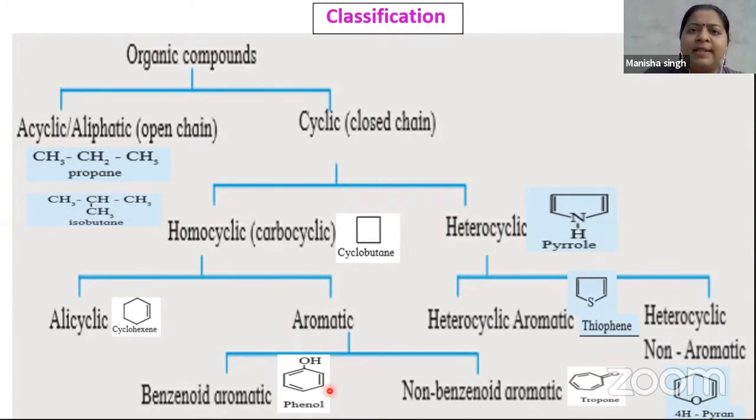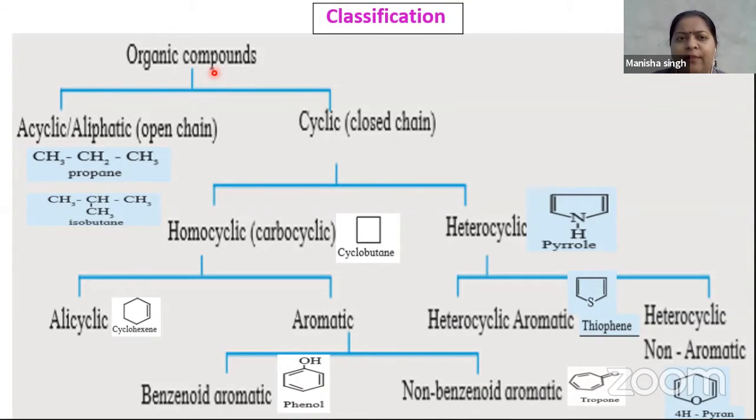Now next one is classification. Classification of organic molecules is very important because there are so many organic compounds and it is very difficult to study them. So that's why classification is the method by which it is simplified and then it is easy to understand.